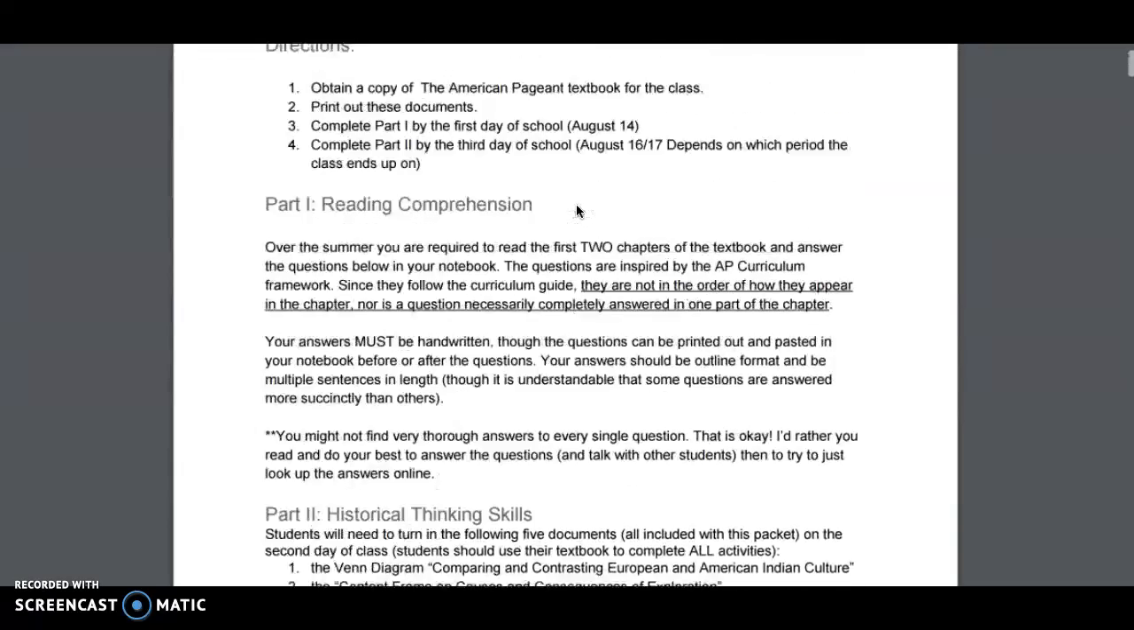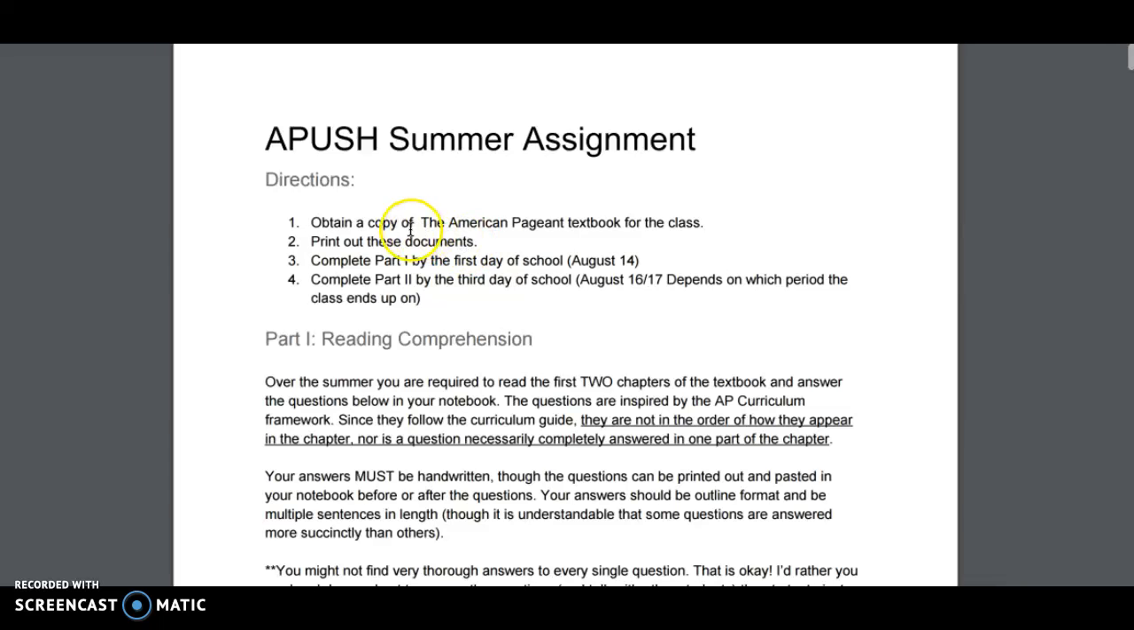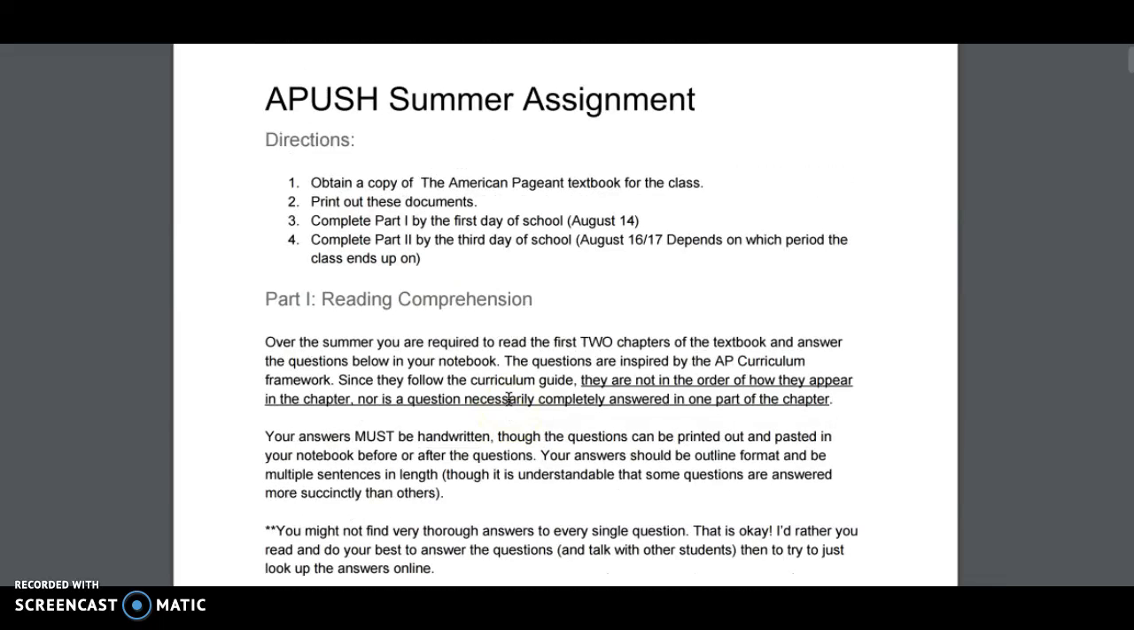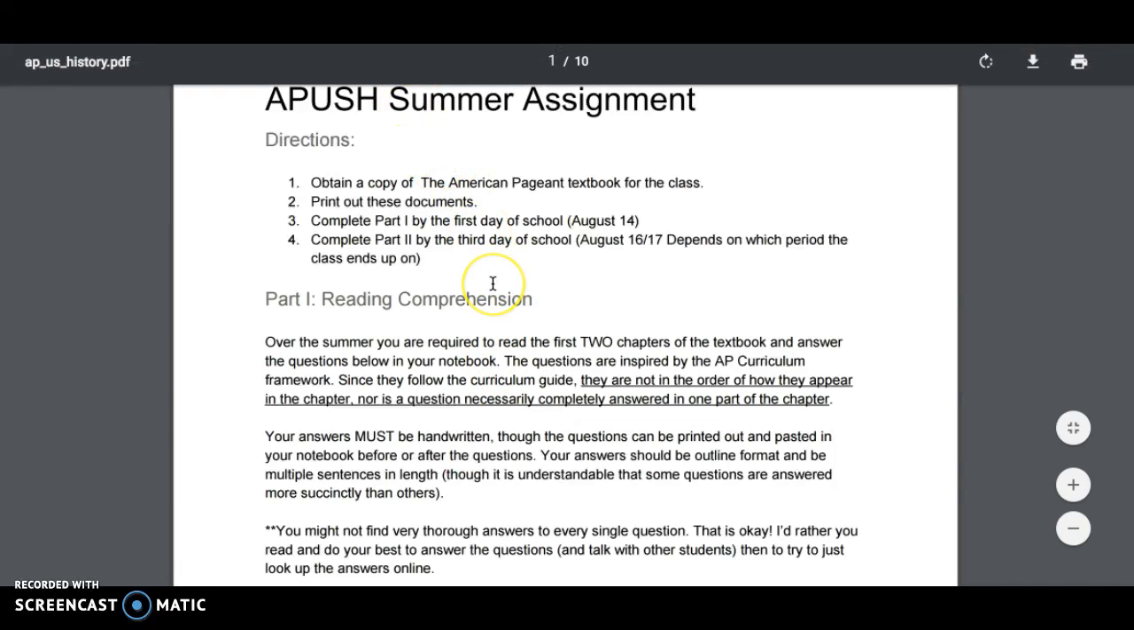So there's a summer assignment. Make sure you get a book. Make sure you print this out so you don't have to write down all these questions. You can just paste them in your notebook. And I look forward to seeing you the first day of school and collecting the summer assignment. Thank you guys.